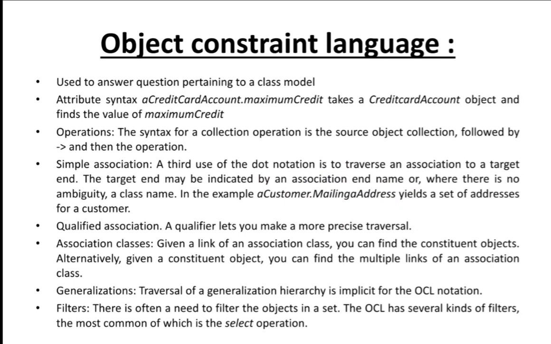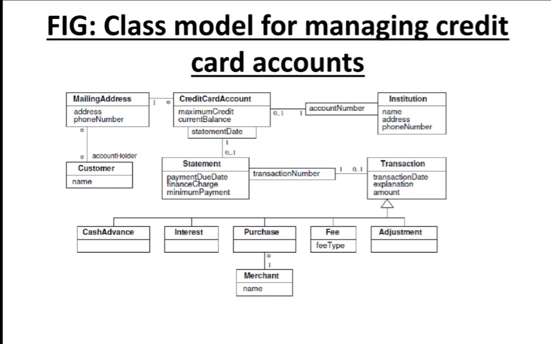Along with that, I have a qualified association also. So what does qualified association mean? Here I am using an attribute called a qualifier. Here I am reducing the multiplicity. I don't want to confuse you guys.